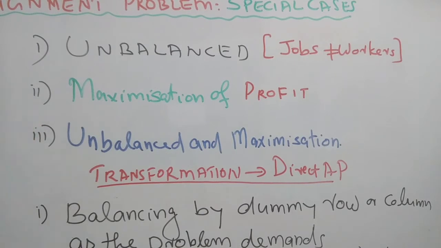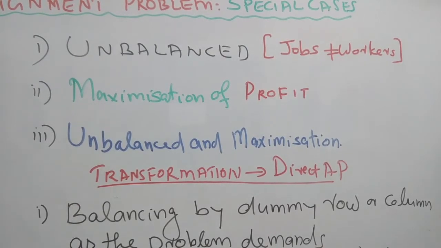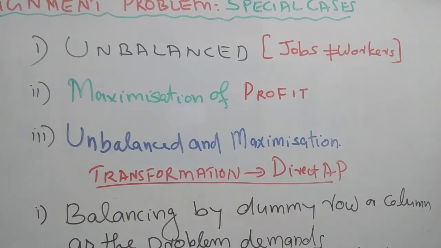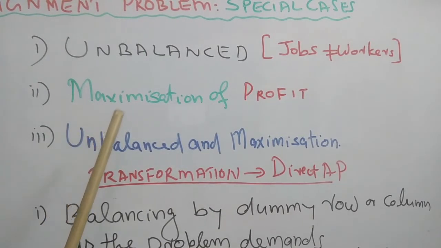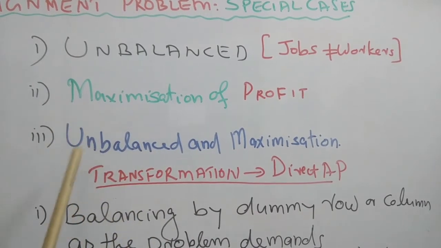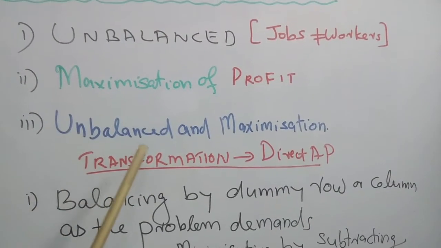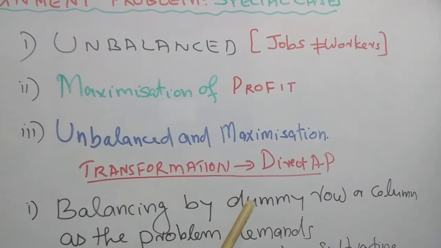Then another type is maximization of profit. In the general or direct AP, it is a problem of minimization of cost of performing some jobs with the same number of persons. Here the variety is that it is a problem of maximization of profit. And the third one is a mixture of the first and second: a problem that is both unbalanced and maximization.